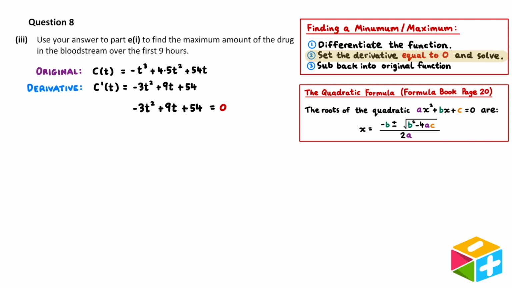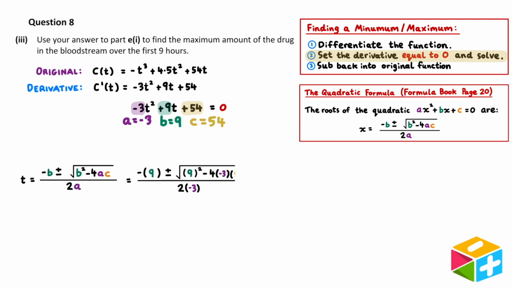To use our formula, we'll first need to identify the values of a, b and c. A will be the number in front of the t squared, which here is minus 3. B is the number in front of the t, and here b is equal to 9. C is the number all by itself, so here c is equal to 54. Let's sub these values into our formula.